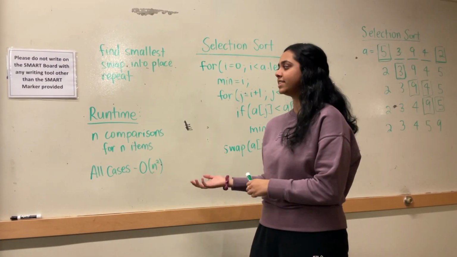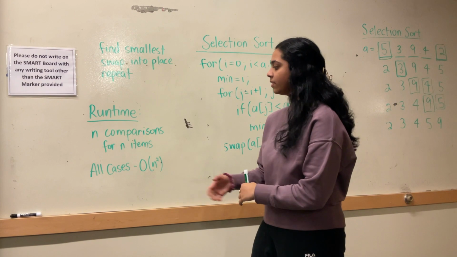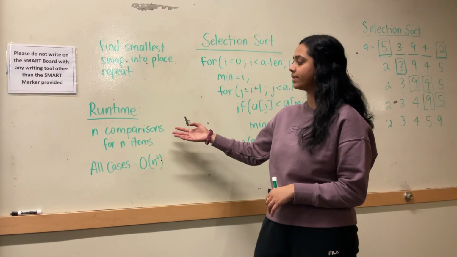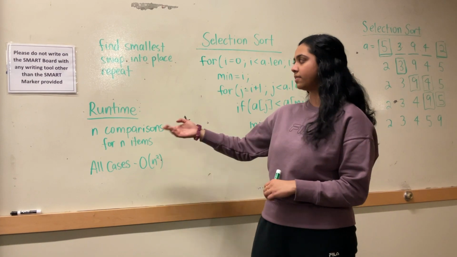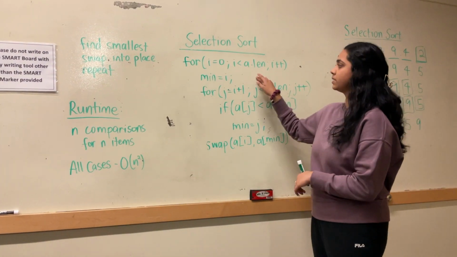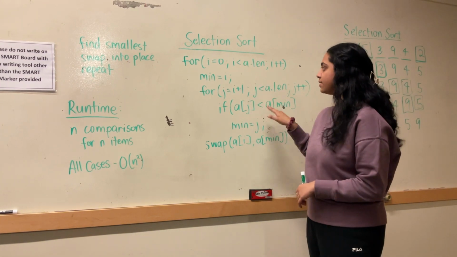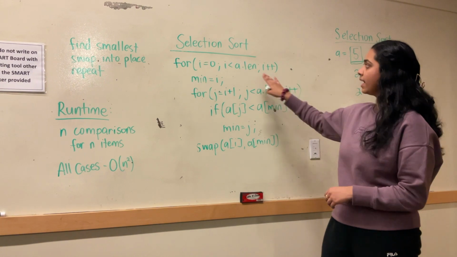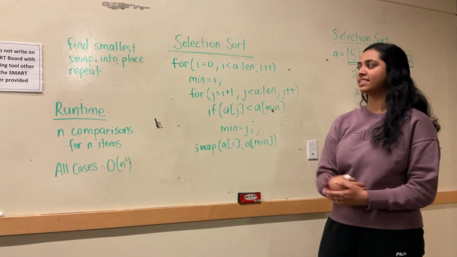Now let's look at the runtime for selection sort. So all of our cases, best, expected, and worst, are all n squared because we're going through n comparisons for n amount of items. So if we look at the pseudocode we wrote earlier, our first for loop goes through n elements, and our nested for loop also goes through about n elements. So we're going through n elements n amount of times, hence n squared.